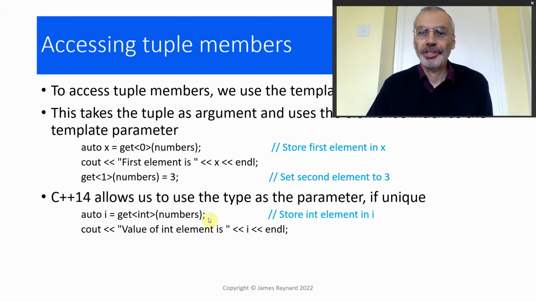In C++14 we can also use the type of the parameter, provided there's only one element which has that type. So we can call get with parameter int, and that'll return the member of numbers which has type int.